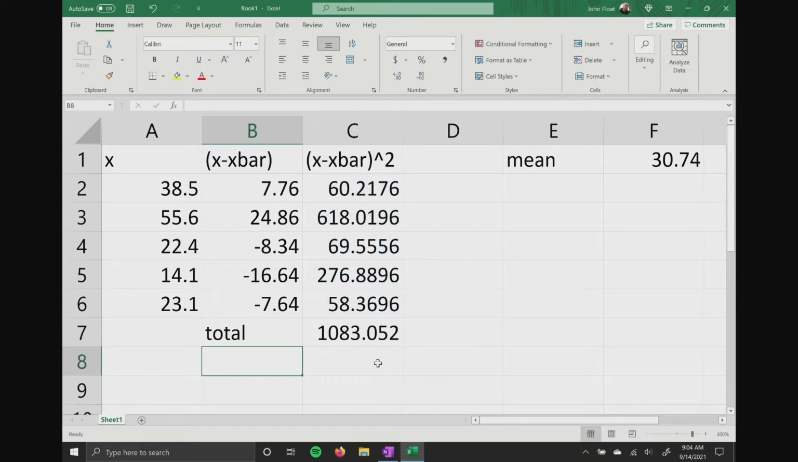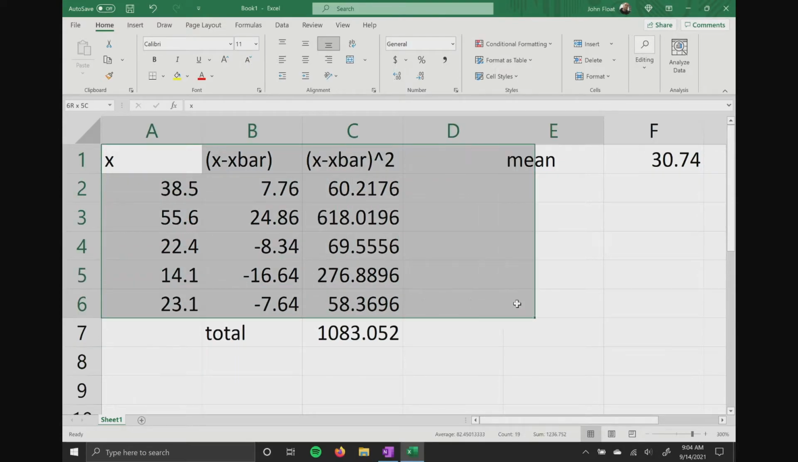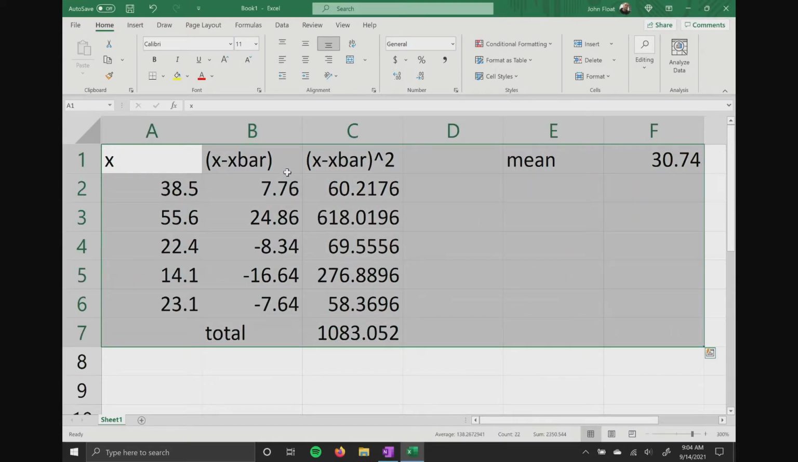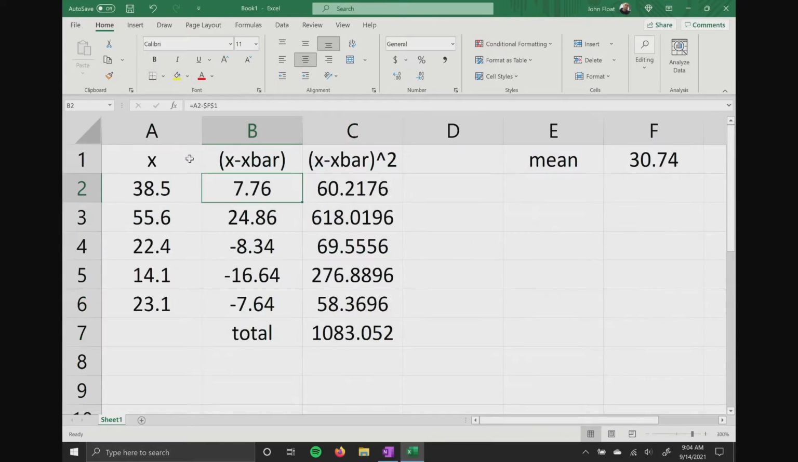So our sum, in other words our numerator value, is going to be 1083.052. I'm going to take all this information and really clean this up, and make it look really nice, because I am just weird like that. I like things to look pretty and organized.